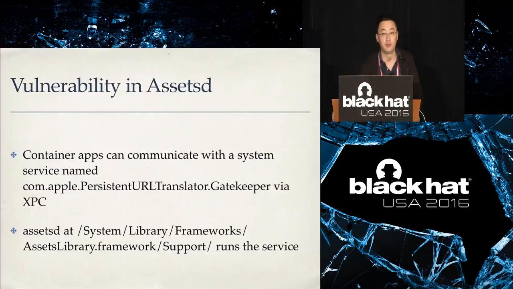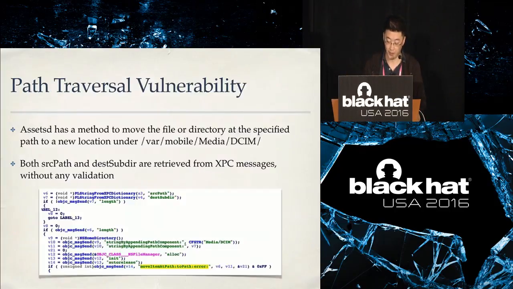And one of them is this one. We found a vulnerability in assetsd, in a service called com.apple.persistentURLTranslator.keeper. Anyway, this service is related to photos and some other things. The program has a method which is invocable by any container application. The method is supposed to move a file or a directory at the specified path to a new location under the mobile media DCIM directory.